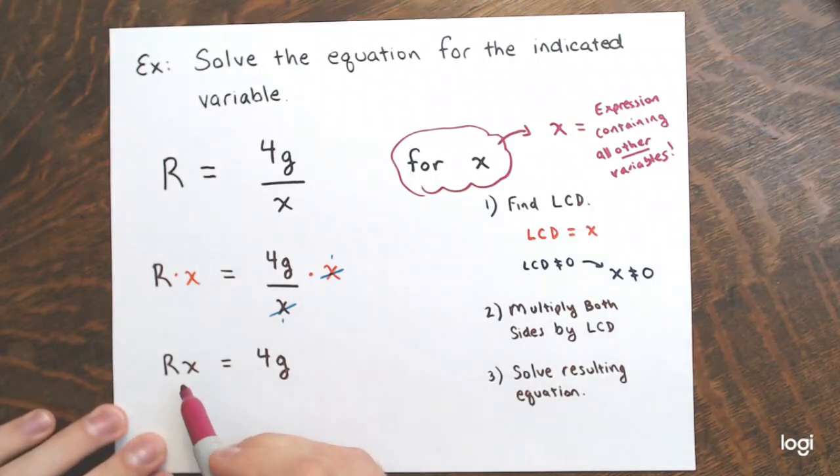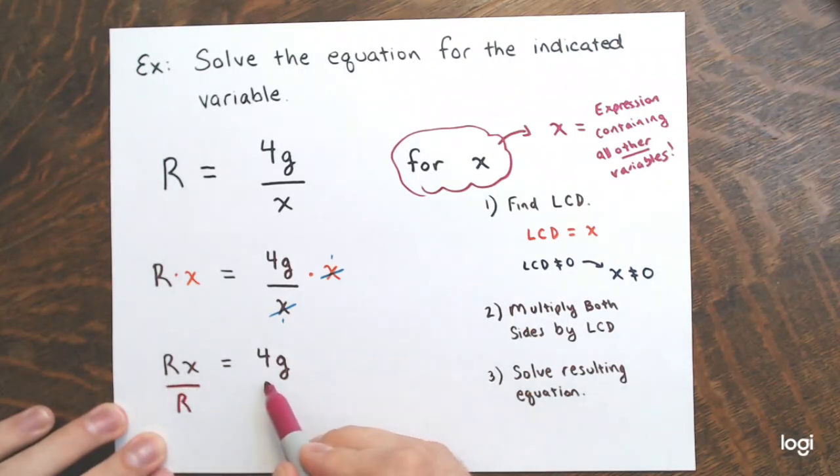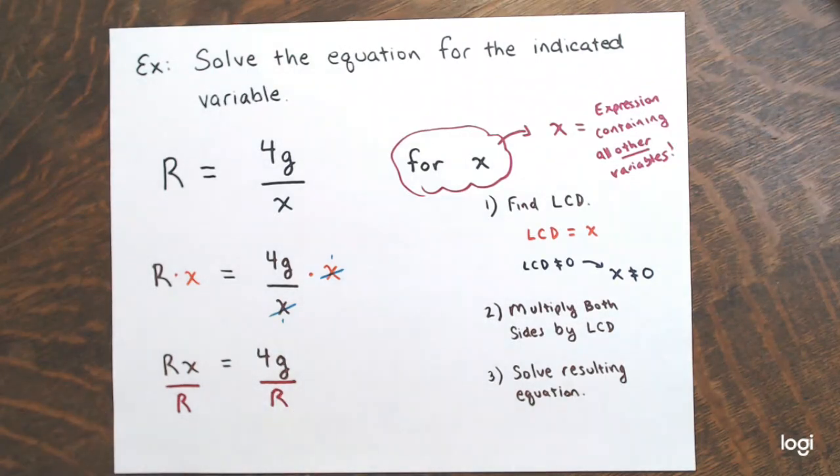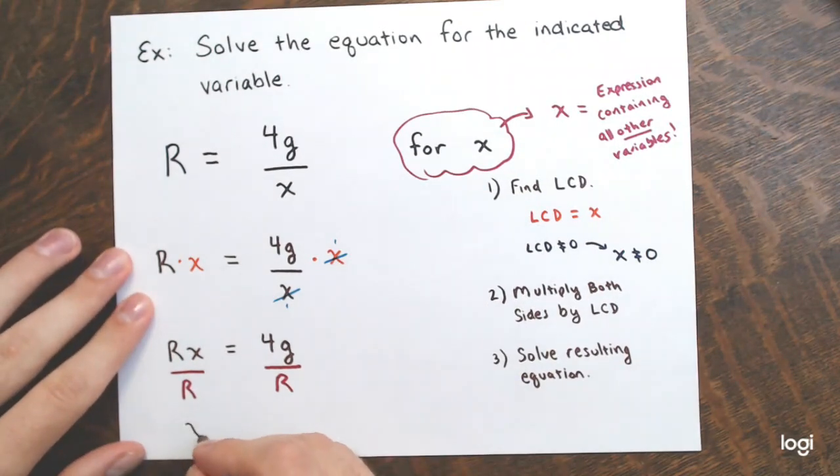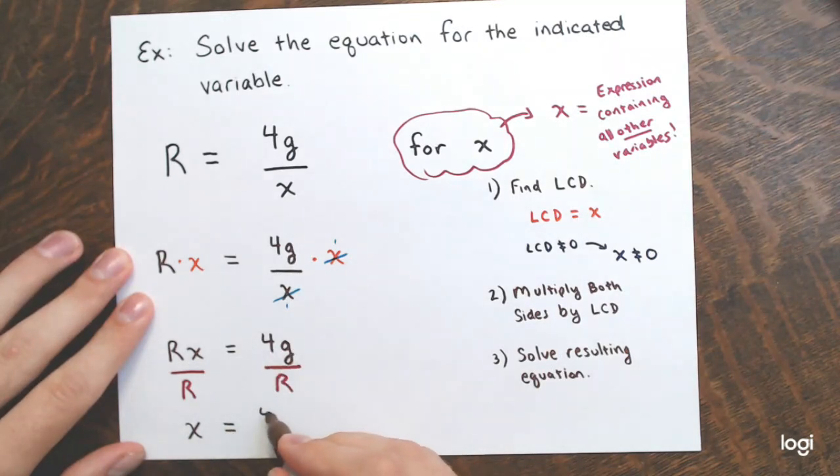All right, so this is x times r. In order to get x by itself, I would need to divide by r, and the same thing on both sides. Divide by r on the whole side. And then these factors of r would cancel, and I'd be left with x equals 4 times g in the numerator, divided by r in the denominator.